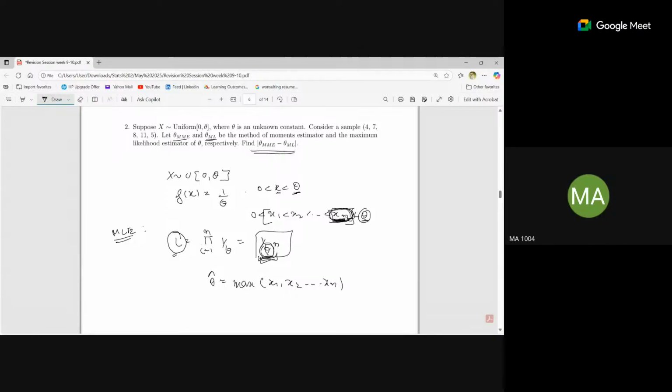Why are you taking 4? Because 4 is the lowest in the sample. See, you have to take the value which is lower than theta. Theta is my value, so I have to take the value which is less than theta. If xn is the least value, just compare it with theta. If you see here, my xn is less than theta, correct? It's fine, right?